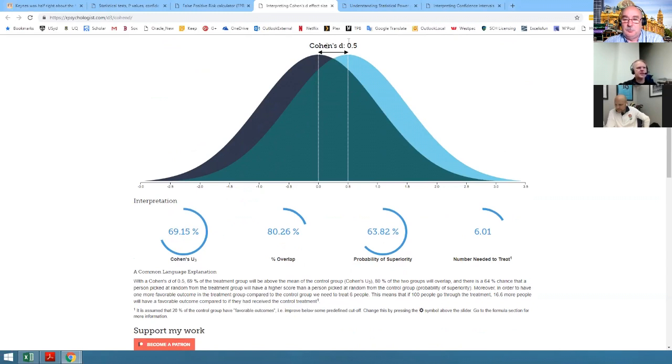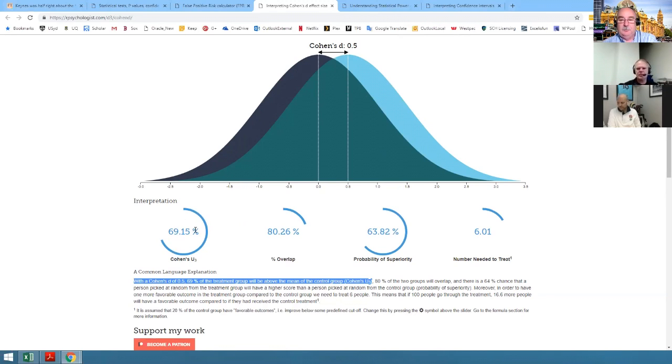So let's say we saw a Cohen's d of 0.5. What's the chance? Well, it's about a 63% chance that this treatment is superior to that treatment. This Cohen's U3 is not a bad stat, but people don't report it terribly much. It says 69% in this treatment group are going to have a higher score than the people in the comparison cohort. So with an effect size that big, 69% of them are better than the guys you were comparing this to. In this case, we're comparing it to no effect whatsoever, so that still means about 30% of them are going to be worse off.